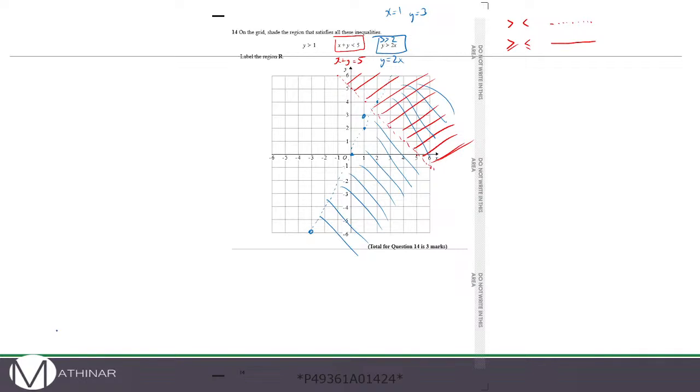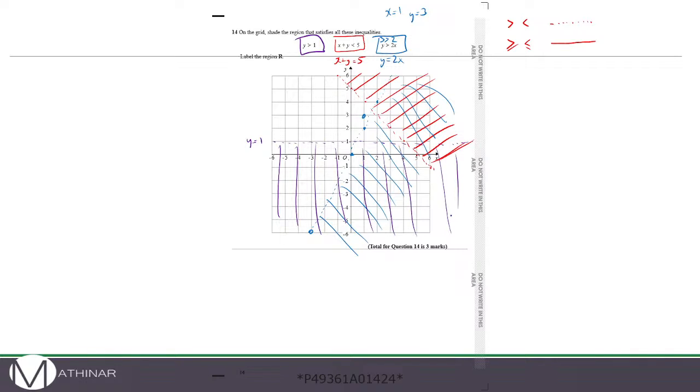And then finally, y is bigger than 1. So y equals 1 is this line here. This is y equals 1. So y is bigger than 1 is everything above here. So I'm going to get rid of everything below here.